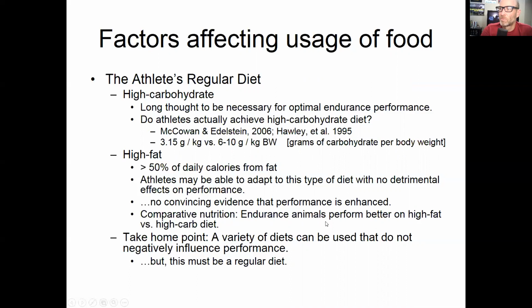Endurance animals perform better on a high fat diet versus a high carb diet. That's just odd. And so why would humans be different? Is again drawing some questions. And again, Noakes has changed his perspective since writing this textbook. Take home point, a variety of diets can be used that do not negatively influence performance, but this must be a regular diet. Don't change the diet as you head towards an event.